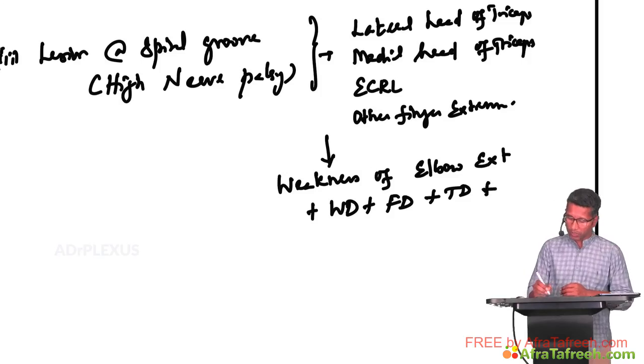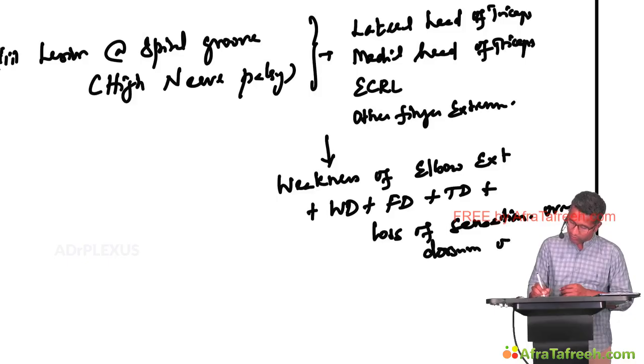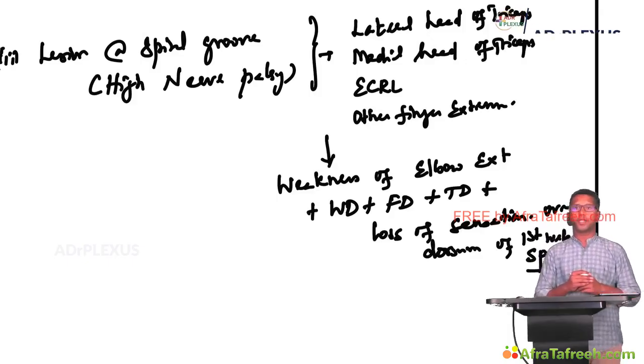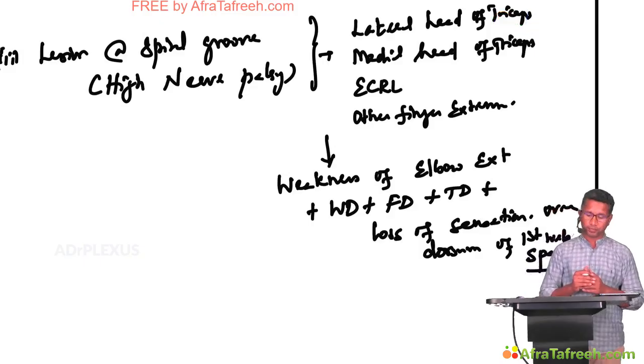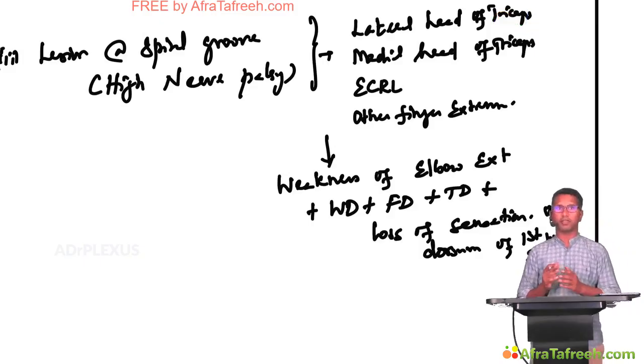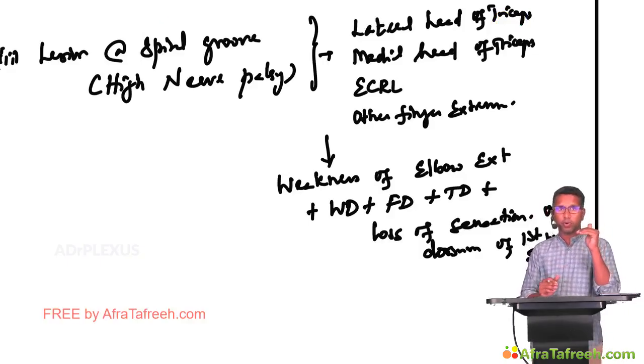In addition to this, the patient will also have loss of sensation over the dorsum of the first web space. Okay, clear? So all these findings will be seen when there is an injury to the radial nerve at the level of spiral groove, guys. So please be clear in this. Each level is very important.